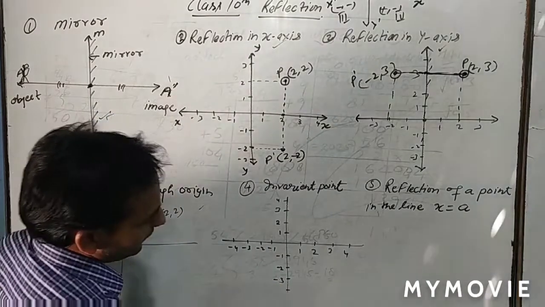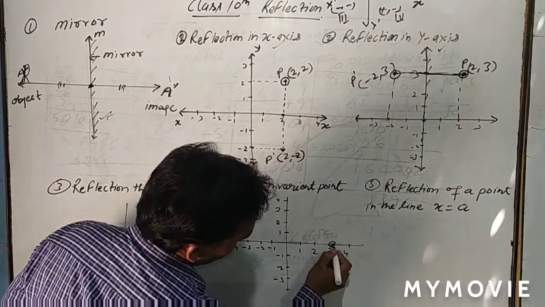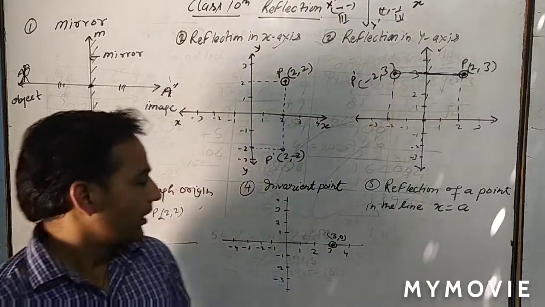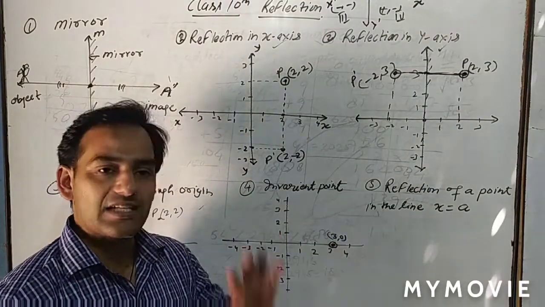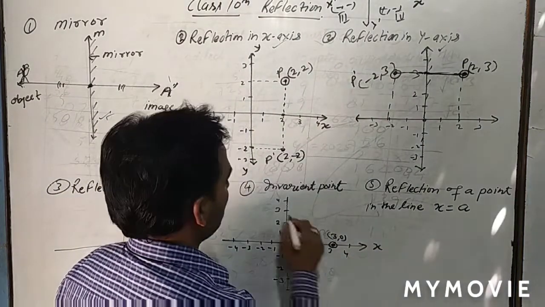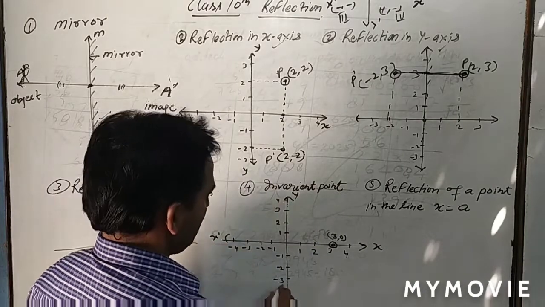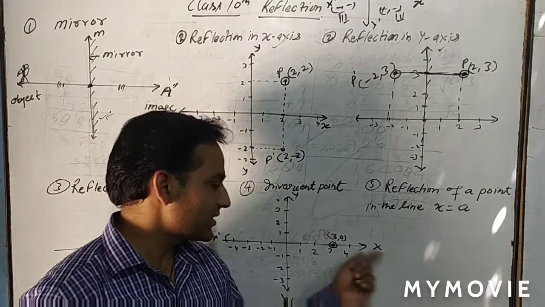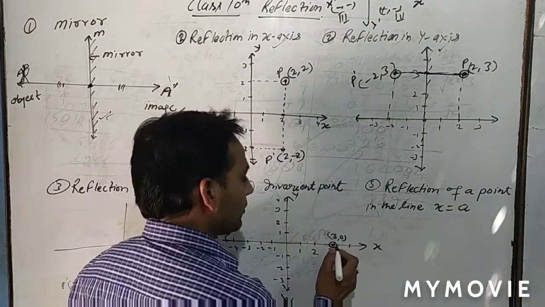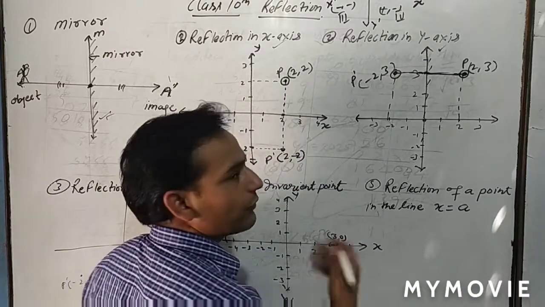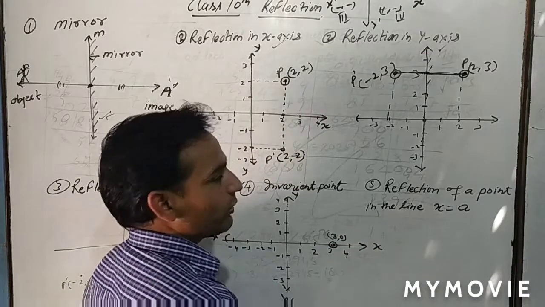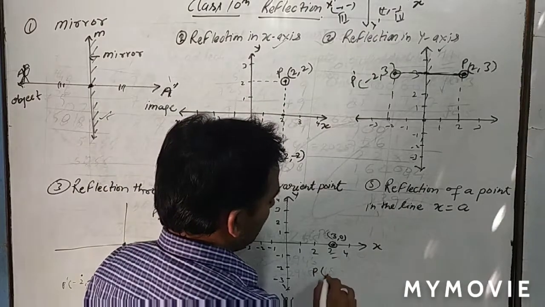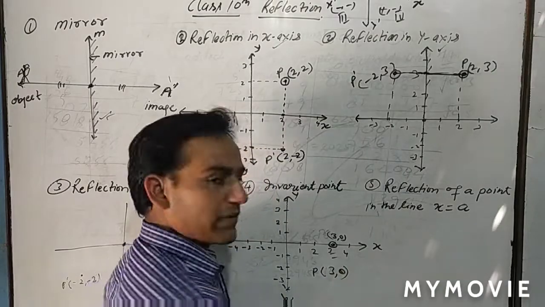Listen, if we have taken a point here, this is (3, 0), and we have to find the reflection through the x-axis. This is the x-axis, this is the y-axis, x dash, y dash. If we have to get a reflection through the x-axis of this point, now the point is on the x-axis only, so where will it go? It will not go anywhere. So the reflecting point will be invariant. That means there will be no change in this point. So P (3, 0) will remain so.